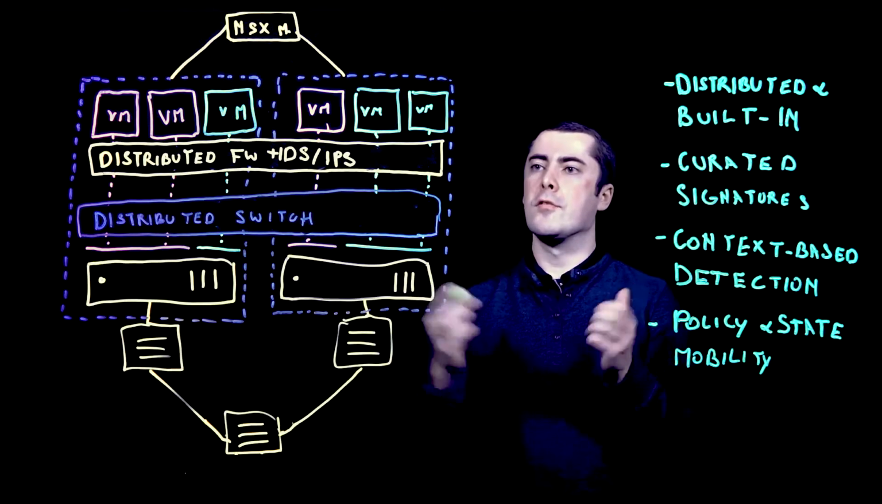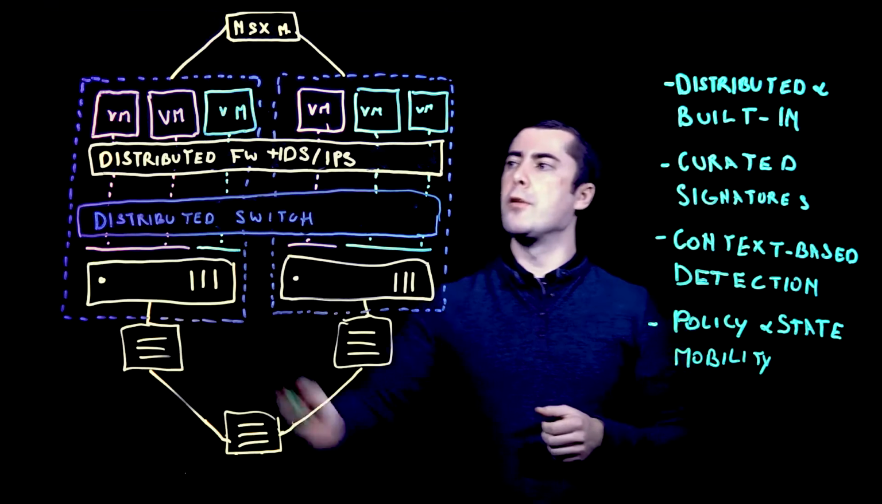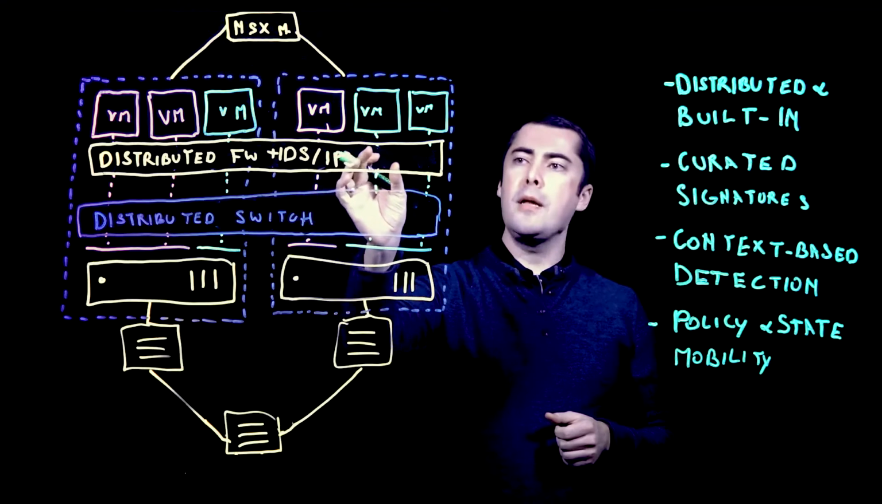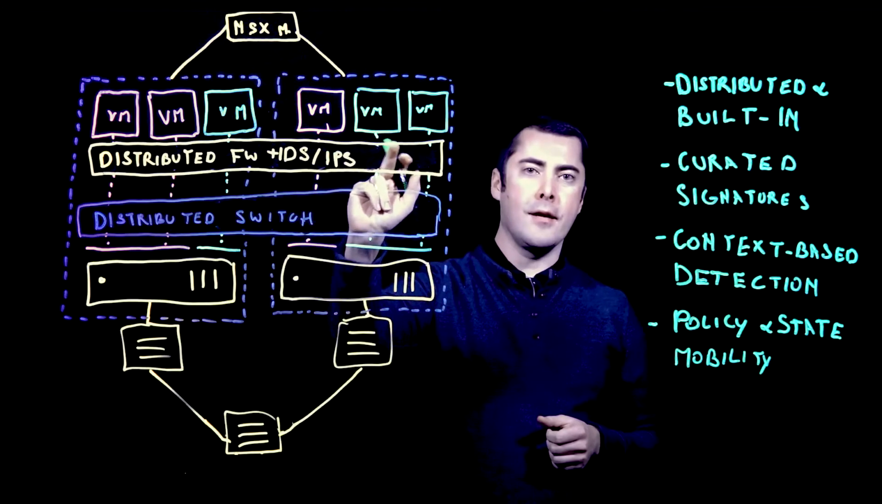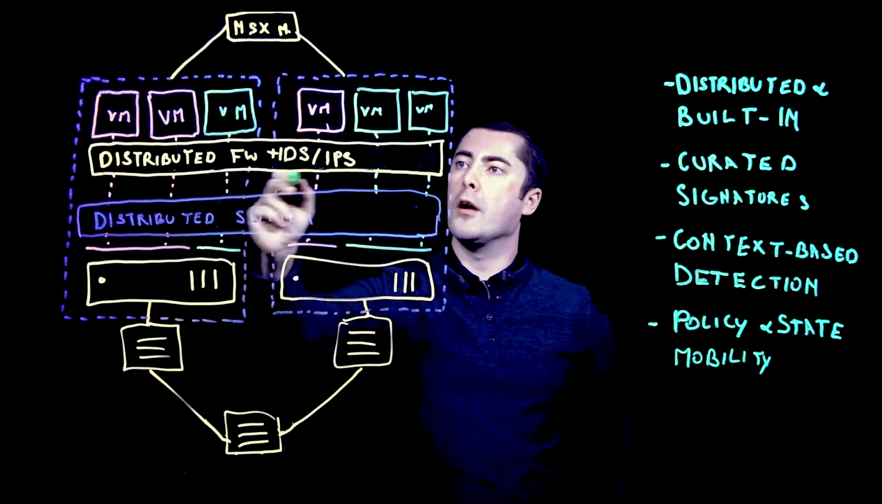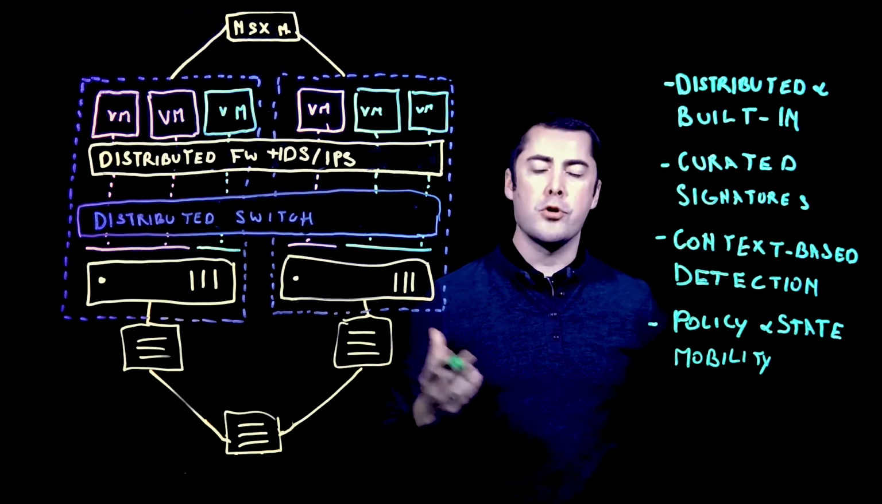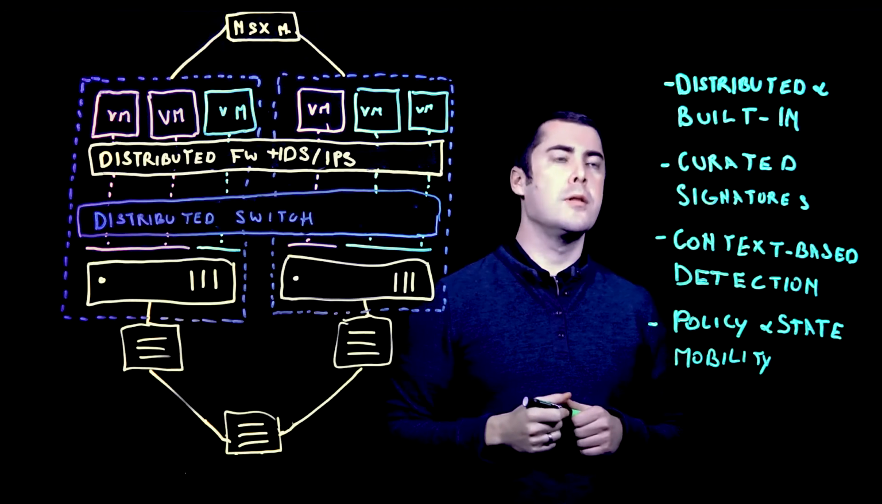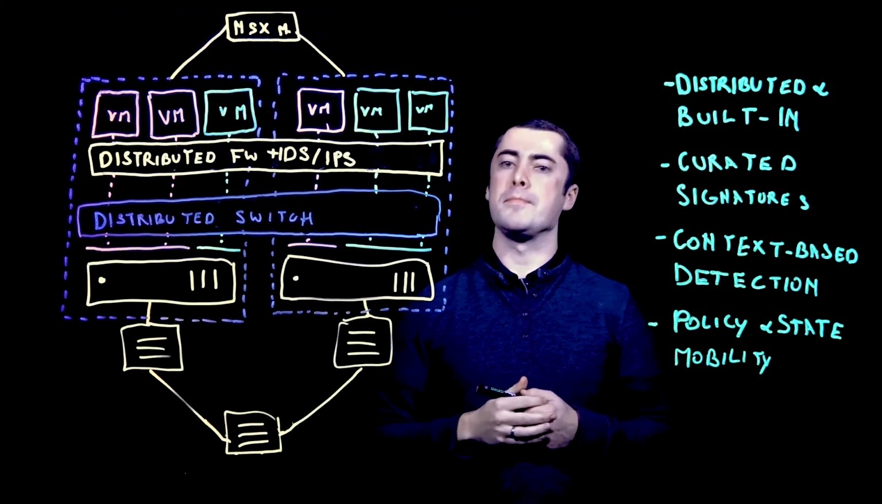Because of this distributed architecture, we don't have to hairpin traffic to any physical appliance. The IDS IPS is applied to any vNIC of any workload, regardless of whether this workload is talking to another workload that is connected on the same switch or a different switch. We always apply intrusion detection and prevention thanks to our distributed architecture.